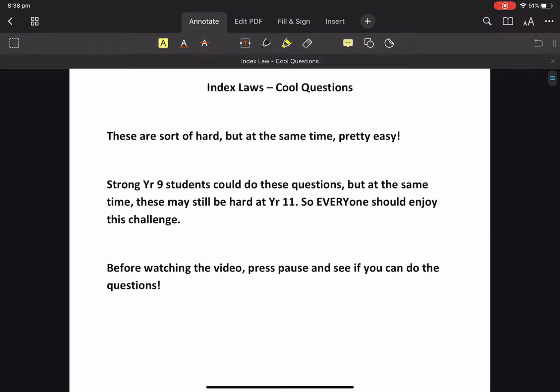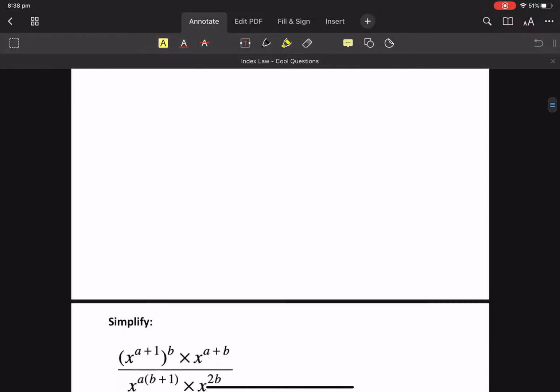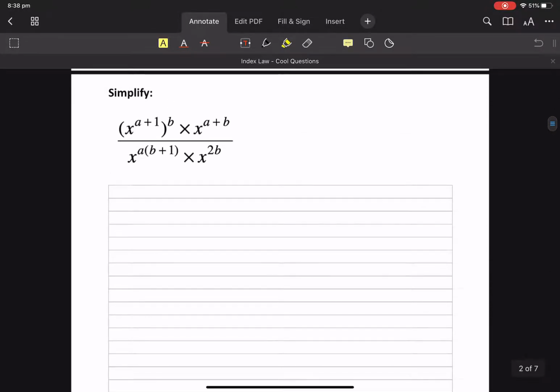Okay, here are some pretty cool questions. That's code for hard. They're sort of hard, but at the same time, they're so doable. If grade 9 students, you can do these questions, but even though you can do them in grade 9, grade 11, they're still challenging if you don't look at them the right way. So just to test you out, why don't you see if you can press pause, see if you can simplify that, and then come back and see if you get the right answer.